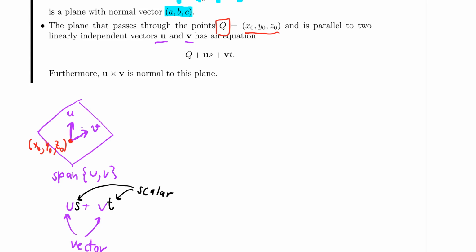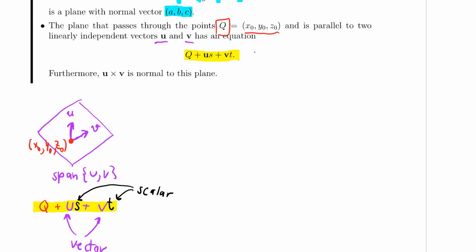Now, the equation for this plane is going to be, well, I start off at my point Q, and I add to this Q any linear combination of u and v. So the equation of my purple plane here is going to be Q, which is my initial point, plus my vector u times some number s, plus v times t. This is going to be the equation of the plane.